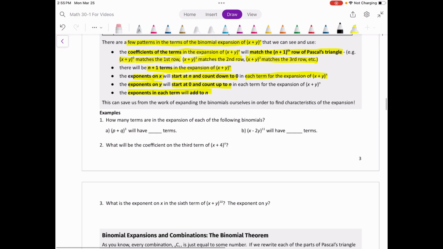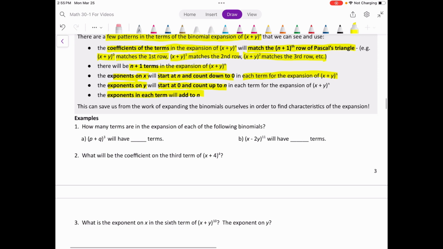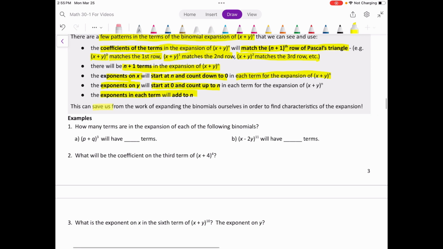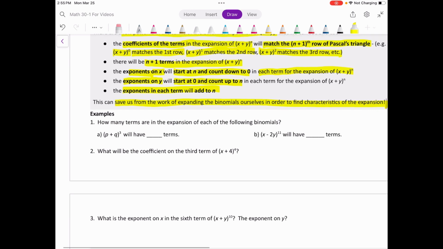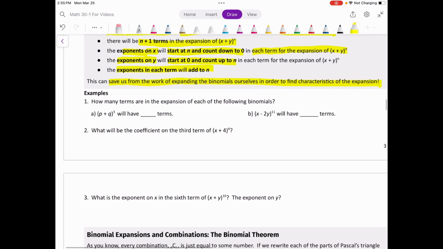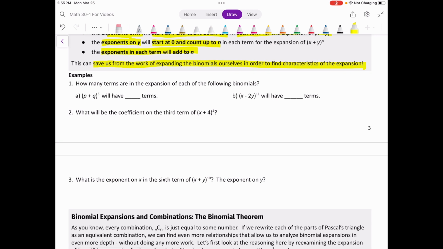Okay? And so recognizing and using these patterns that have been well tested and proven and studied can allow us to not have to actually expand the binomials ourselves in order to find characteristics of the expansion. And as we'll eventually see, even to find specific terms, not even just characteristics of the expansion, like how many terms it will have, but actually what the terms themselves are. Let's go ahead and try applying some of these patterns ourselves to see if we can tell some information about some binomials without doing all the work of fully expanding them out.